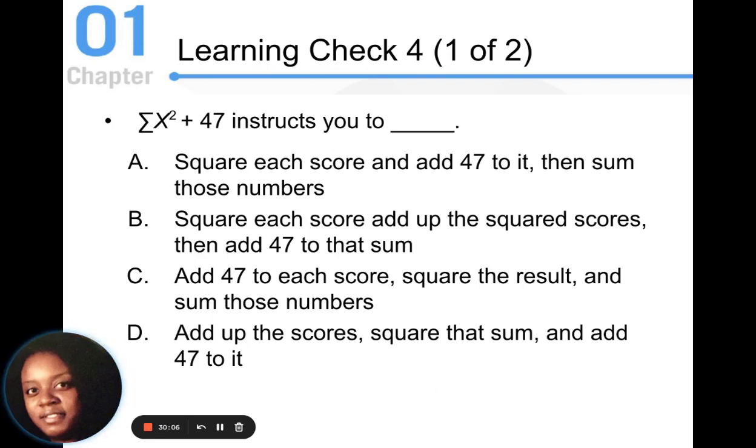If we had summation x squared plus 47, it is instructing you to do what? A, square each score and add 47 to it, then sum those numbers. B, square each score, add up the squared scores, then add 47 to that sum. C, add 47 to each score, square the result, and sum those numbers. Or D, add up the scores, square that sum, and add 47 to it. I'm going to give you a few minutes to think of your answer choice.